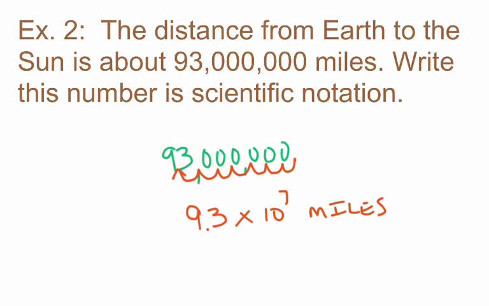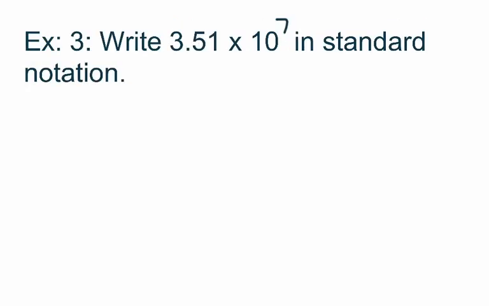Alright, so those were 2 examples where we took a big number written in standard form, and we rewrote it in scientific notation. Now we have to do the opposite of that as well. We need to take a number written in scientific notation and convert it back into standard form. So let's go ahead and take a look at a couple of those. Third example just says write 3.51 times 10 to the 7th in standard notation.